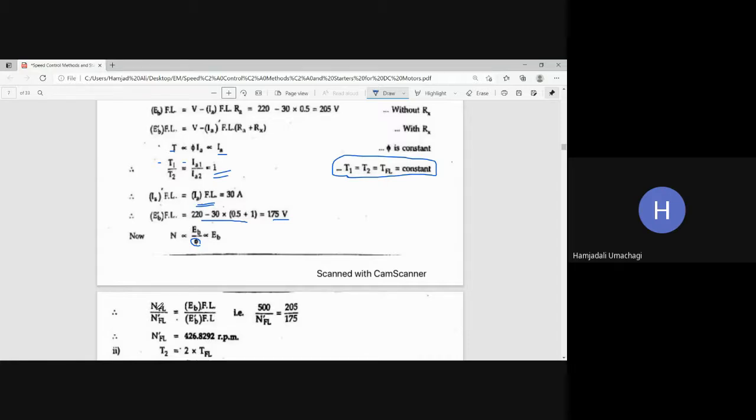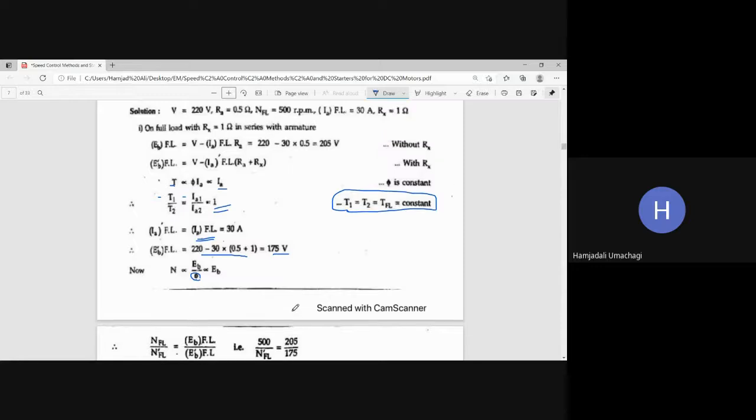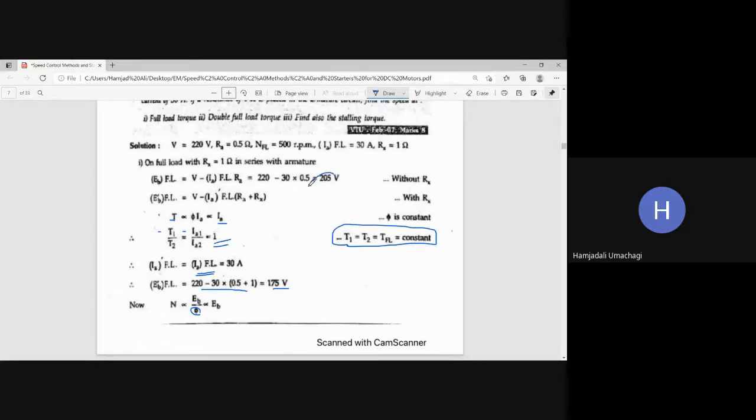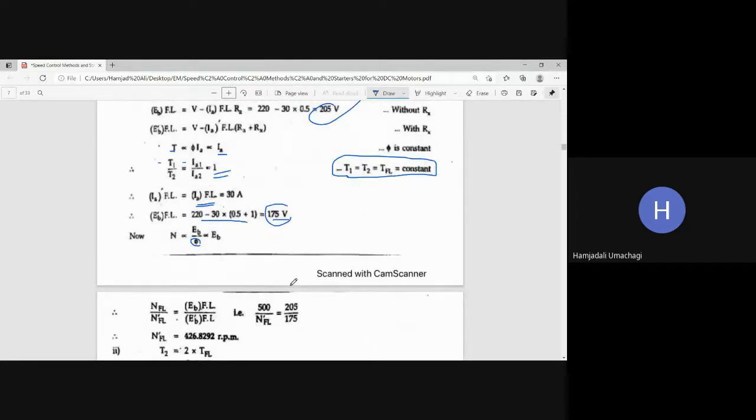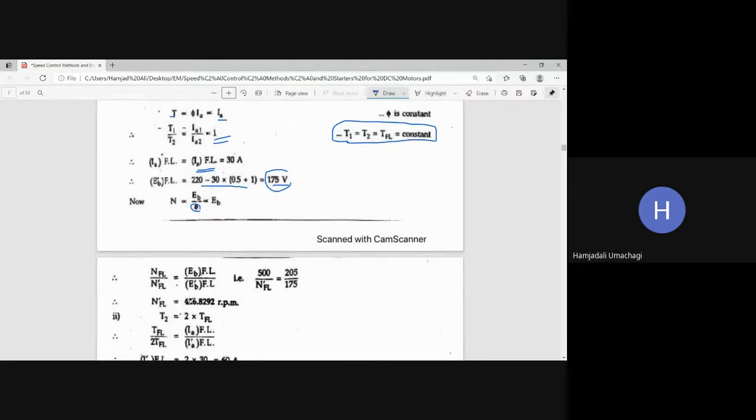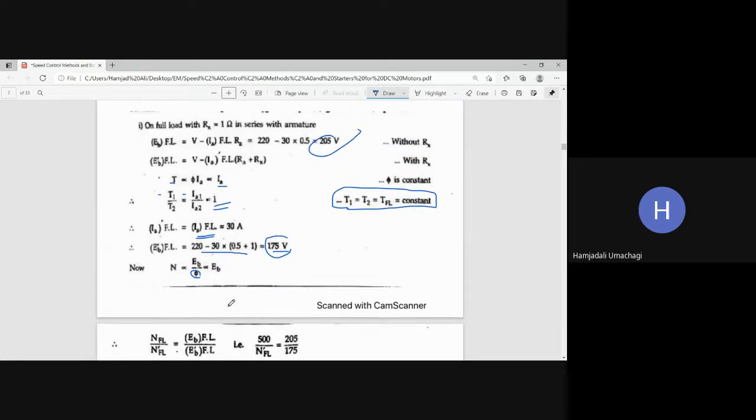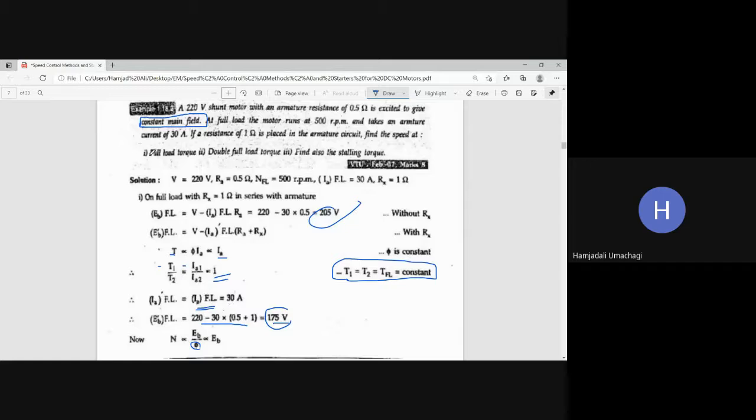So what is the initial speed? Initial speed is 500, and the second speed after adding the resistance that we are calculating here, that is N dash FL, is equal to, without adding resistance, back EMF is how much here? 205, and after adding the resistance, back EMF is 175. So 205 by 175. So the next speed after adding the resistance, N dash FL, is equal to 426.829 RPM. So this is the case for full load torque.